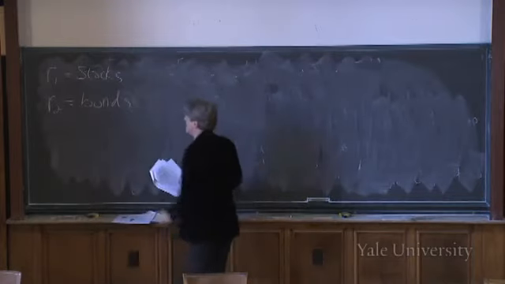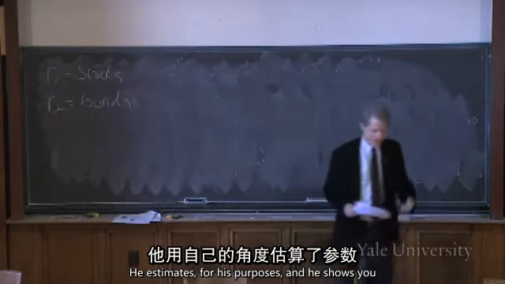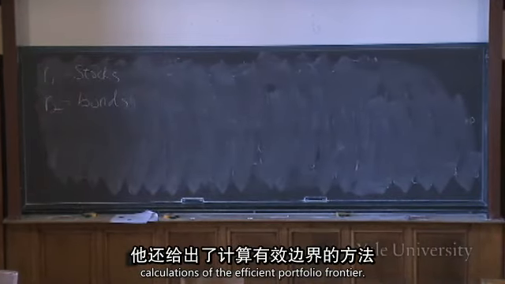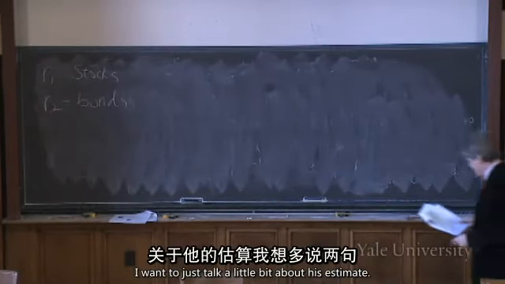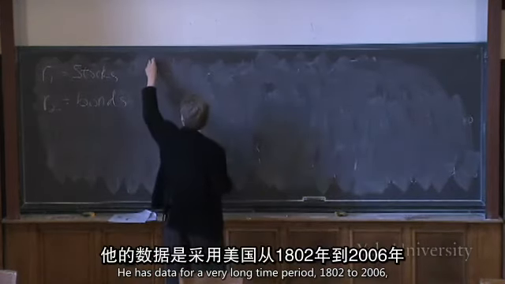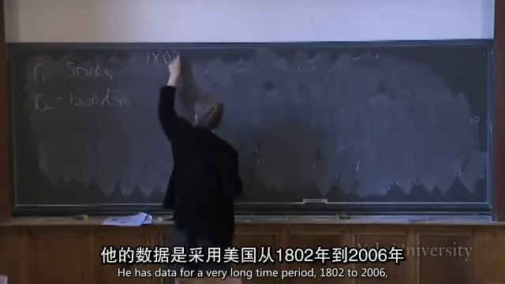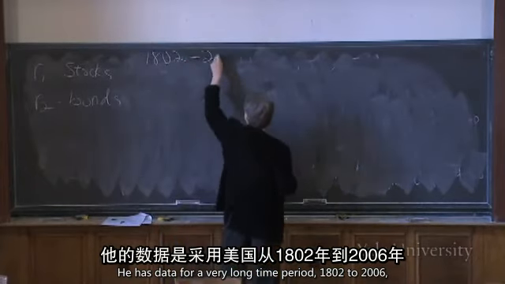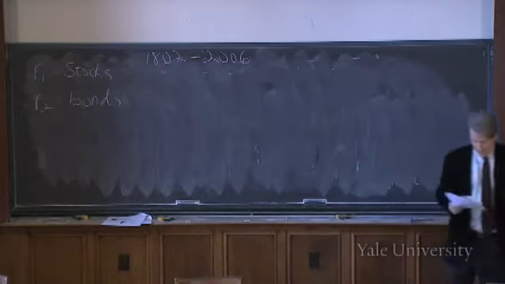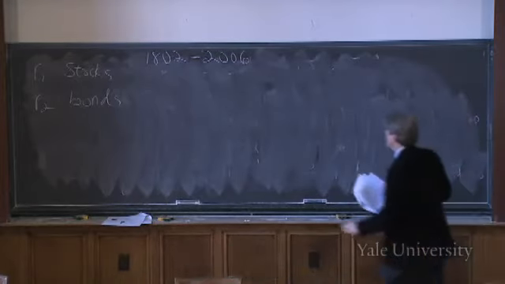Okay? And so he estimates for his purposes, and he shows you calculations of the efficient portfolio frontier. But I wanted to just talk a little bit about his estimate. He has data for a very long time period, 1802 to 2006, okay, for the U.S. All right?